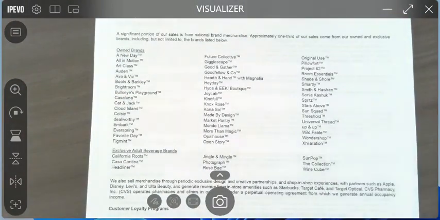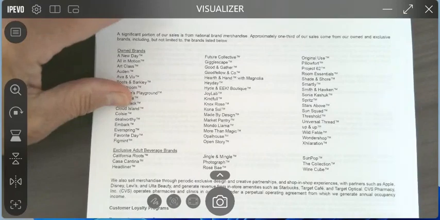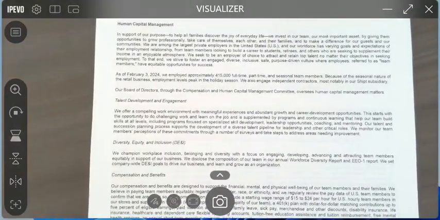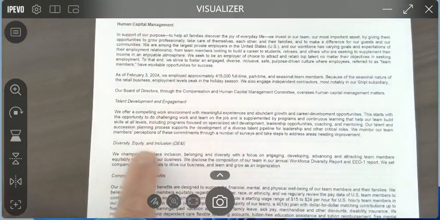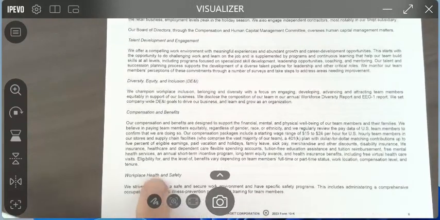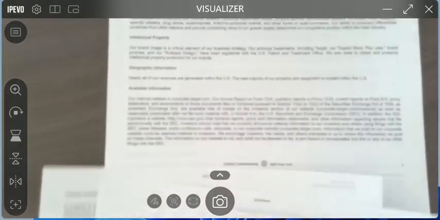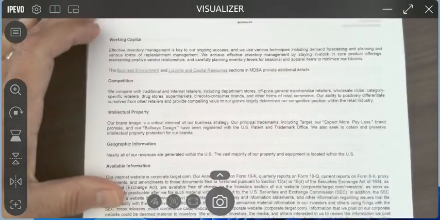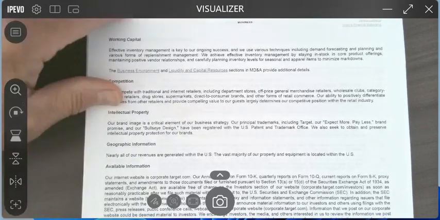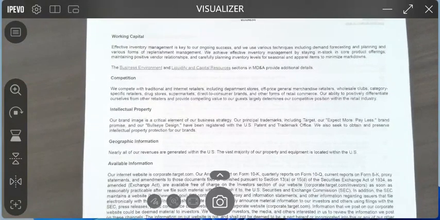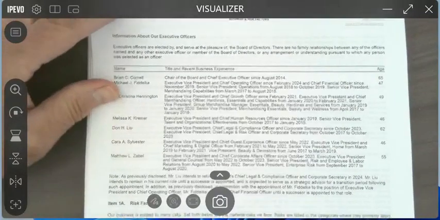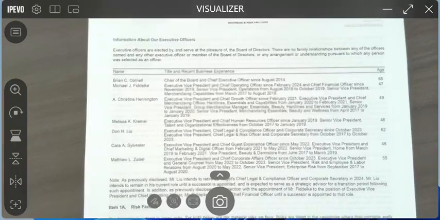highlights. There's several of their owned brands and exclusive adult beverage brands, customer loyalty programs, human capital management, talent development and engagement, diversity, equity, and inclusion, compensation benefits, workplace health and safety. A little bit about the company's working capital, its competition, its intellectual property, its geographic information, and other available information. There's its executive officers. There's its risk factors.